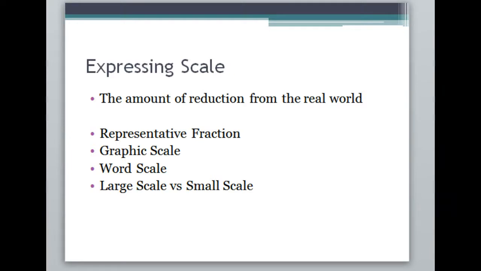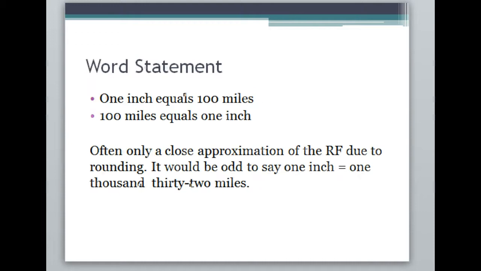So we can talk about map scale in several ways. One is the representative fraction, or the RF. The other is a graphic scale. We use a word scale. You'll see that a lot on some of the state road maps. They'll say 1 inch equals 50 miles or something. And then there's this generic term, large scale versus small scale.